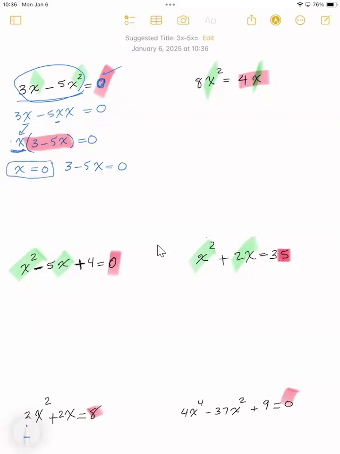x equal to 0 is already done for me. How do I solve this one? I want to isolate the x. I see that I have a 3 here. I want to get rid of that 3, then I want to get rid of the negative 5. This is a positive 3, so I subtract 3 from both sides. So this is gone. 3 minus 3 is 0. 0 minus 3 is negative 3. I get rid of the negative 5. I divide by negative 5. Negative divided by negative is positive. I get 3/5. So the solution is 0 and 3/5.